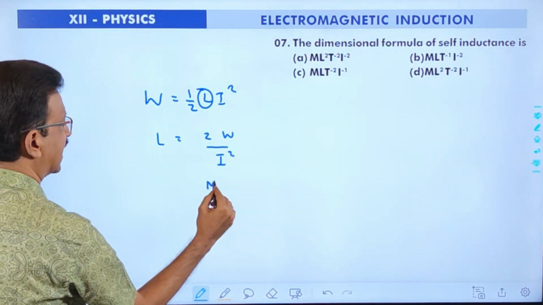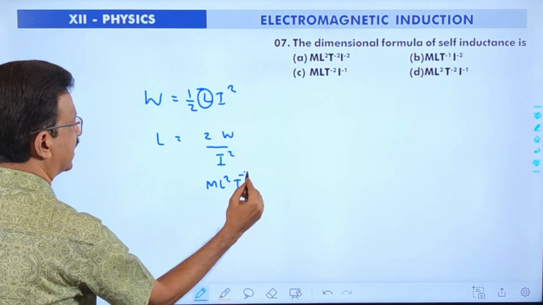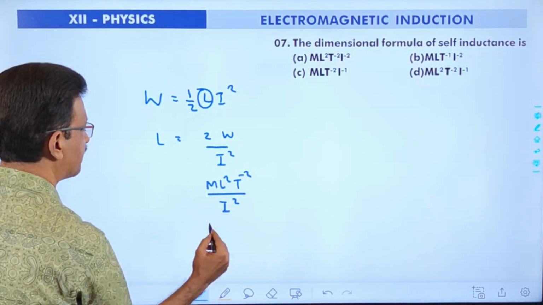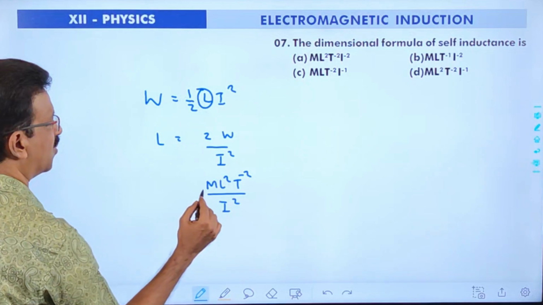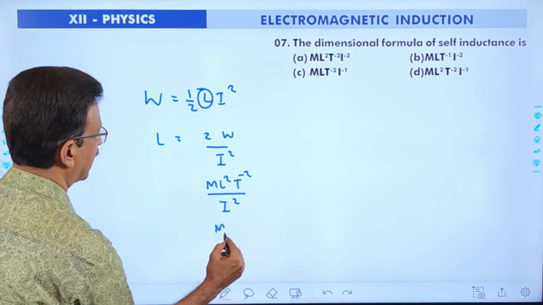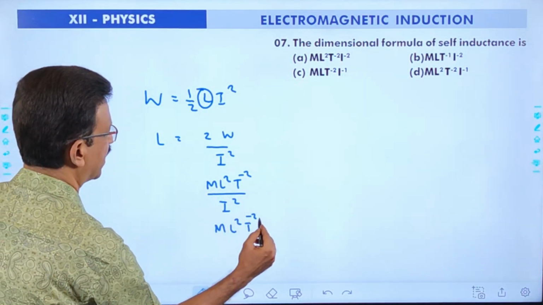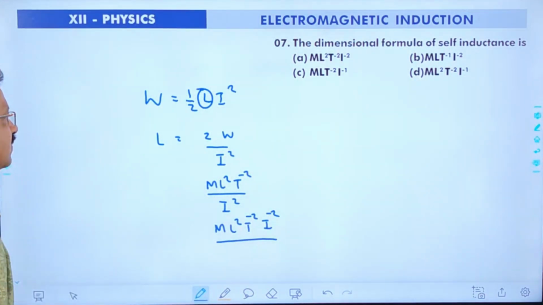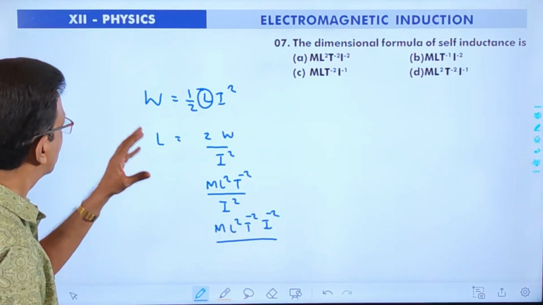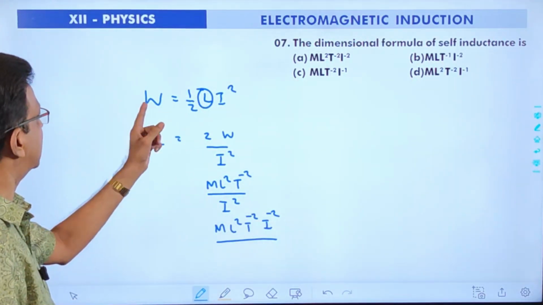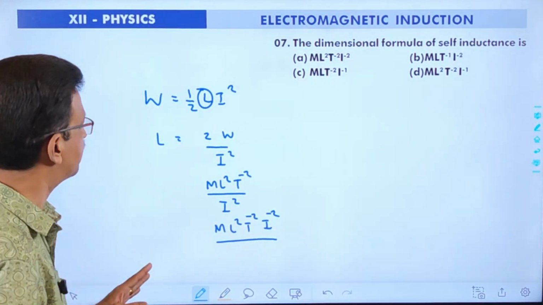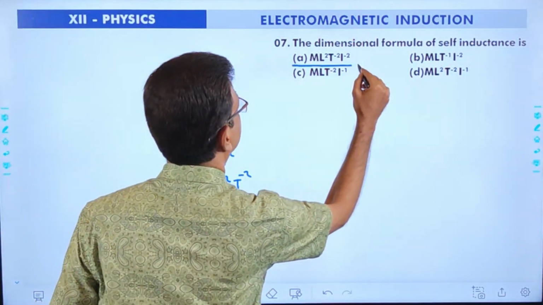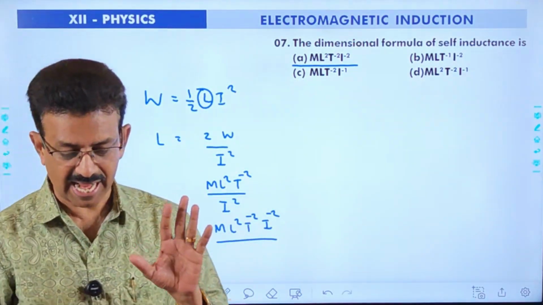For energy, ML²T⁻². Then for current I or A, then I². Then the dimensional formula of self-inductance becomes ML²T⁻²I⁻². This is the dimensional formula of self-inductance, obtained from the expression W equal to half Li². Therefore, the correct answer is choice A.